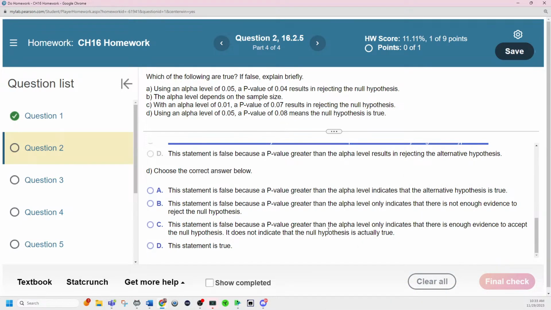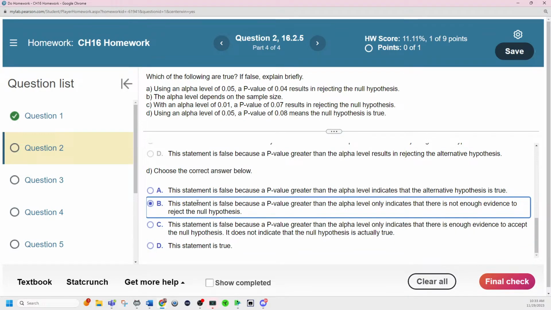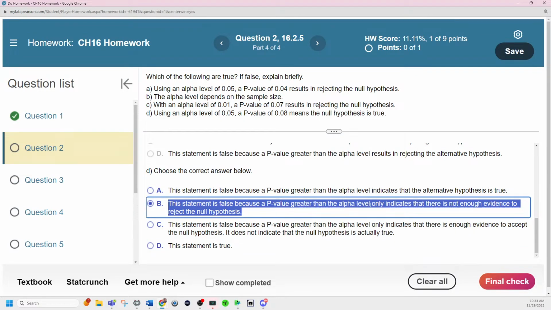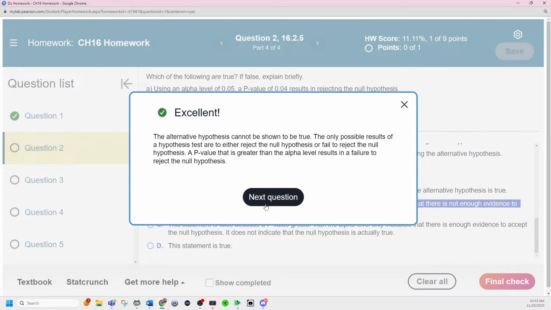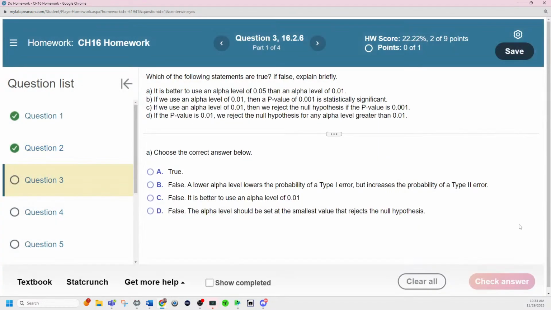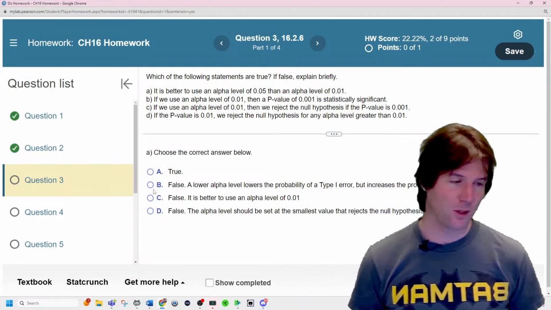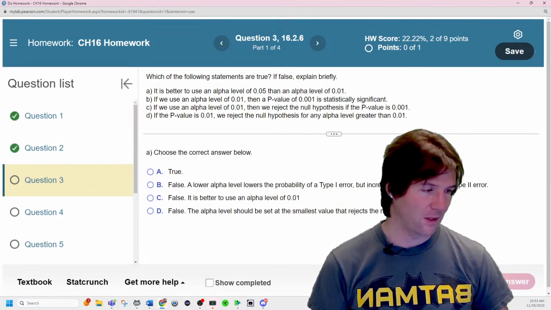So the statement is false because p-value greater than the alpha level only indicates that there is enough evidence. No, you don't. Please don't tell me they chose accept. This statement is false because p-value greater than alpha only indicates that there's not enough evidence to reject the null. Boom. Notice how this one even says the accept word, which I'm so glad is a wrong answer because we don't want to say that accept word. Really, I'll get mad if accept is in here anywhere.